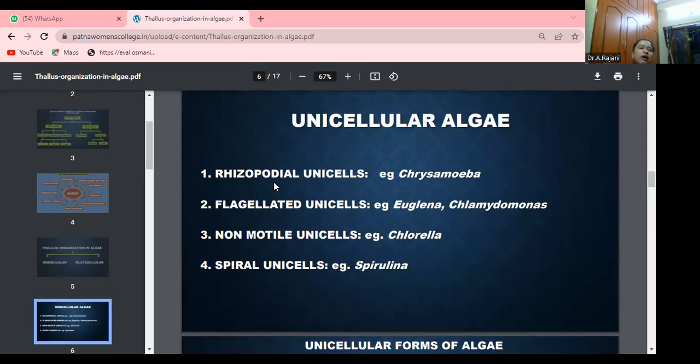Both are non-motile, that is, flagella are absent in these. Okay, did you understand this one? Second one, the motile formation. Here, in the motile formation, I'll explain that the coenobium is important.